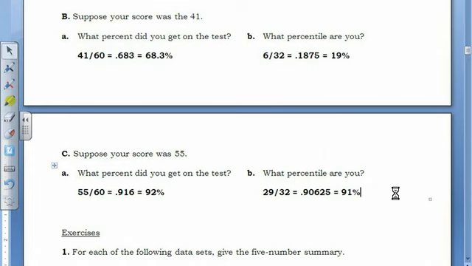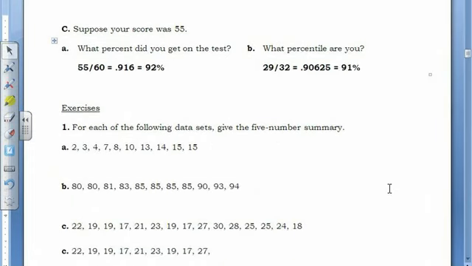So I hope that's clear to you. Good luck with the exercises.